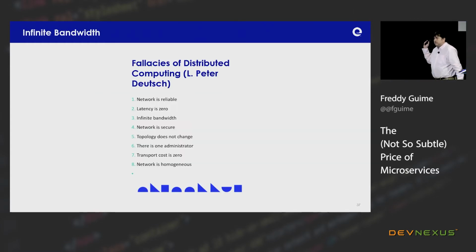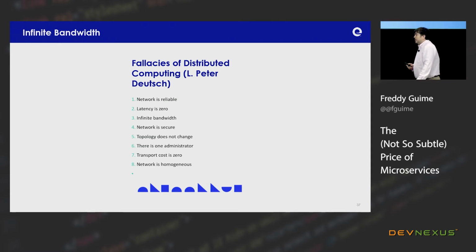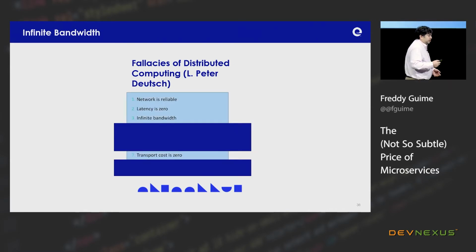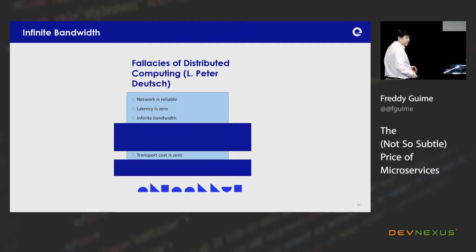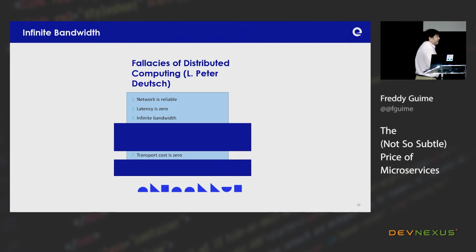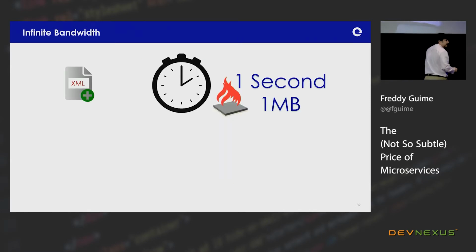So the next hidden cost, the one that is not so obvious, is infinite bandwidth, right? Peter Deutsch has these distributed computing fallacies. They're all real, but right now we're just concentrating on this one for this talk. Like, the network is reliable, latency is 0, we have infinite bandwidth, and transport cost is 0. And that was sort of our Achilles heel for what we have, right?